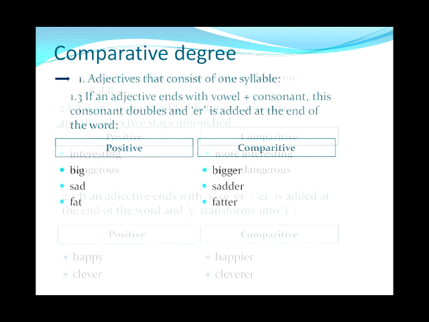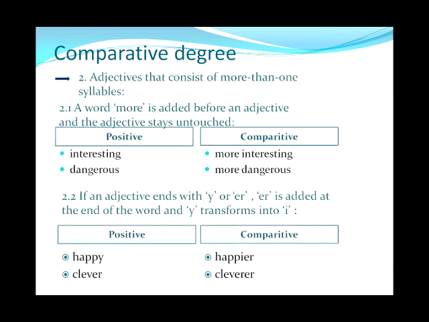When it comes to comparative degree of adjectives consisting of more than one syllable, more is added before an adjective and this adjective stays untouched. For example, interesting, more interesting. Dangerous, more dangerous.